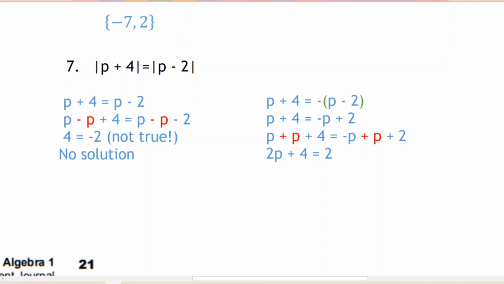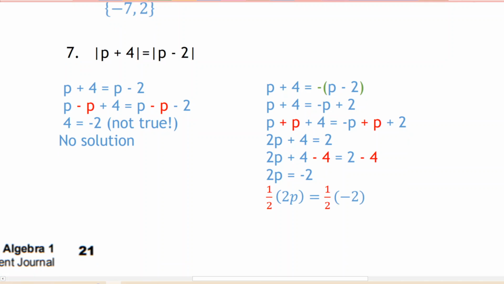And that's equivalent to 2p plus 4 equals 2. So that's equivalent to, well, no, we're going to subtract 4 from both sides. Now we have an equivalency. We've got 2p equals negative 2. Divide by 2. And p is equal to negative 1.